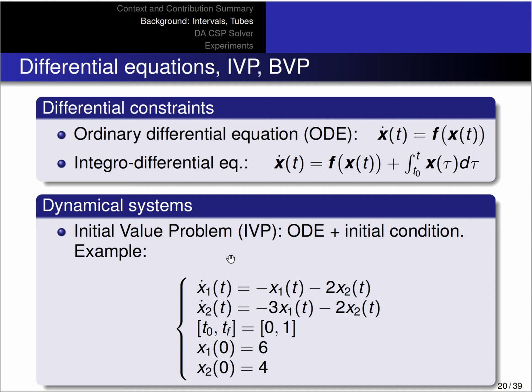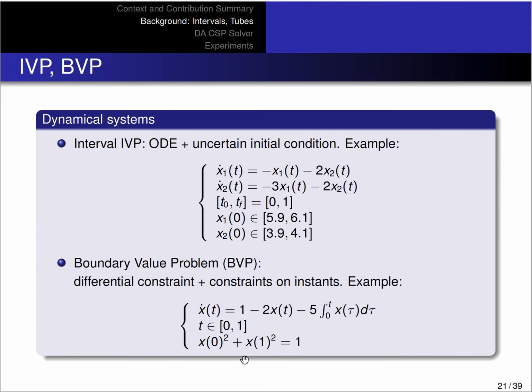First, the well-known initial value problem, defined by an ODE and an initial condition. A generalization is the interval IVP, where the initial condition is uncertain, comprised in an interval, and the solution is a thick trajectory, as we will see further. The third problem is the boundary value problem, where the initial condition is replaced by a set of constraints, generally on the bounds, like the last constraint here, between x at time 0 and x at time 1.